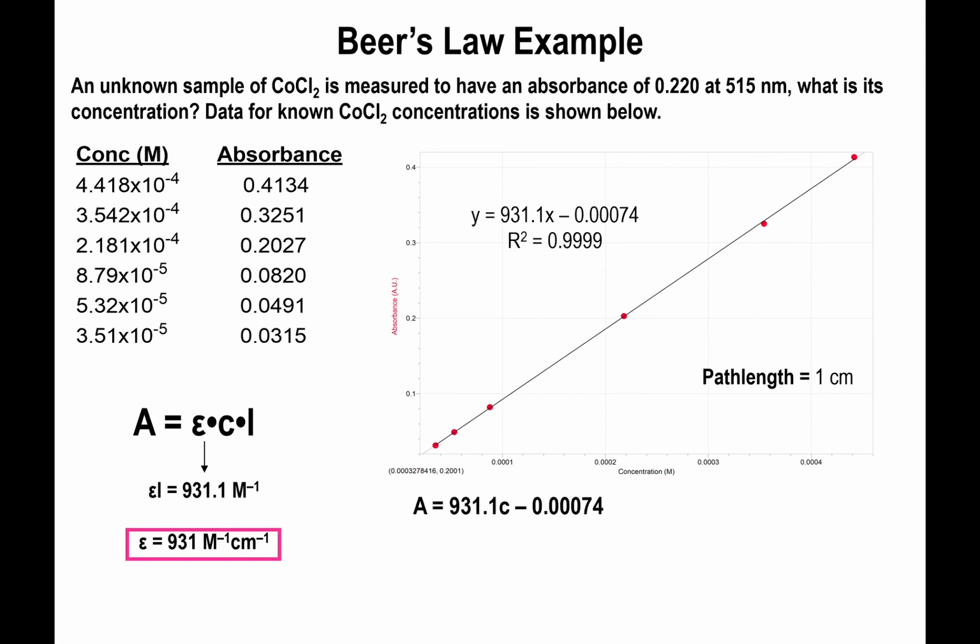Now, to find the actual concentration of the unknown sample, it's best that you do not revert back to the regular Beer-Lambert law, but rather use the linear fit equation that we found here from the graph. So instead of just using 931 for epsilon and 1 for L and solving for C, we're going to use 931.1x minus 0.00074 to solve for the concentration. And all we need to do now is plug in the value of the absorbance, which is 0.220.